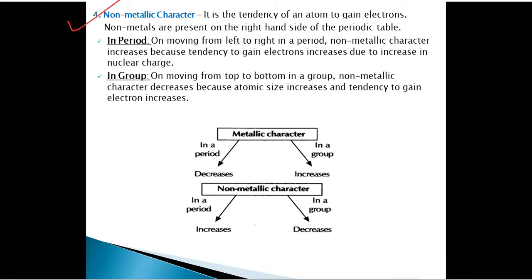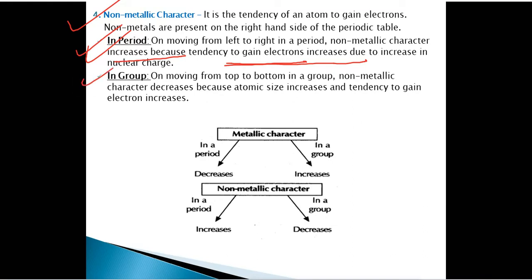Nonmetals are present on the right side of the periodic table, and nonmetals have the property to gain electrons. So it is the tendency of an atom to gain electrons. Nonmetals are present on the right hand side of the periodic table, that we all know. So in a period, when we move from left to right, the non-metallic character increases. Metallic character decreases, but non-metallic character increases. Why? Because the tendency to gain electrons increases due to increase in nuclear charge.